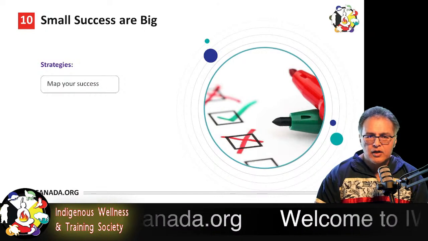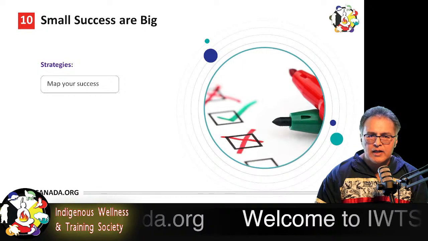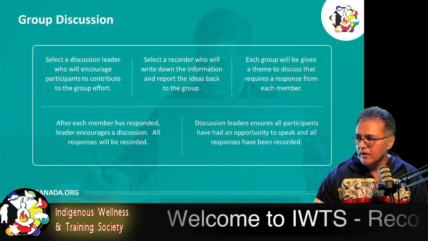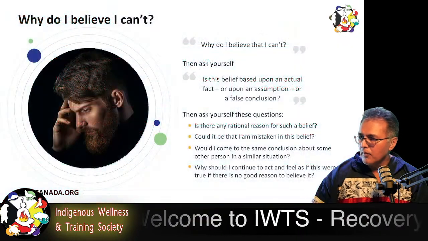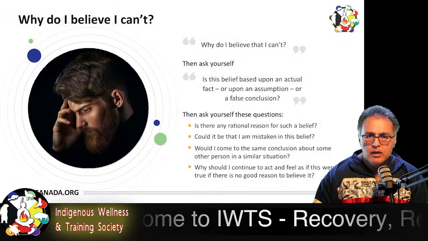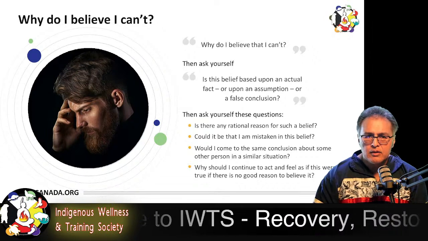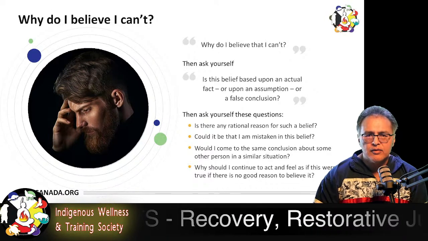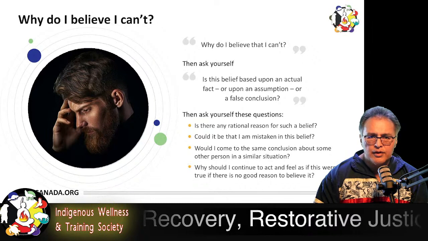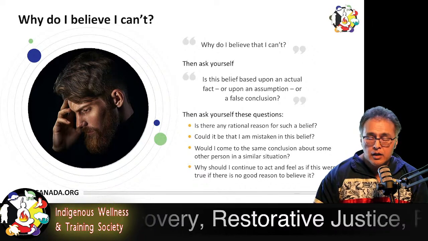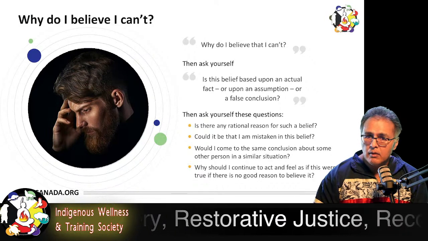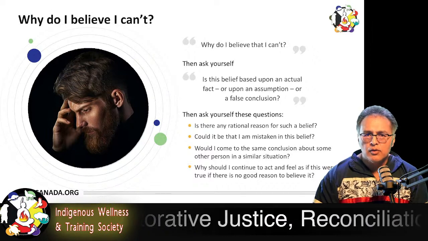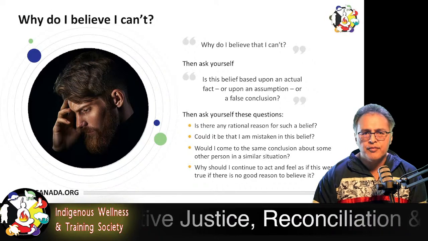Do you want the next 5 years to look like the last 5 years, or the next 5 months to look like the last 5 months? If so, you have to ask yourself, why do I believe that I can't? Is that belief based upon a fact or upon an assumption? Am I assuming it? Is it a false conclusion? Is there any rational or reasonable reason for such a belief? Could it be that I'm mistaken? Would I come to the same conclusion about some other person in a similar situation? So why should I continue to act and feel as if it were true if there's no good reason to believe it?